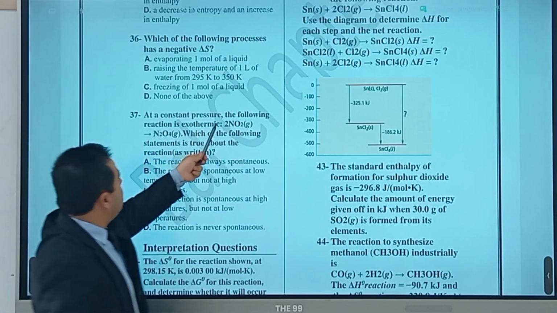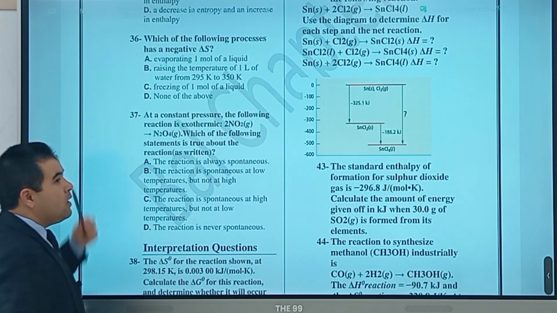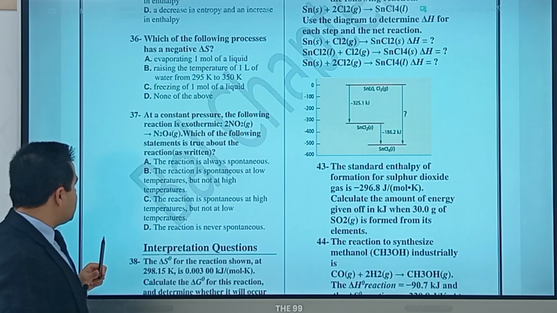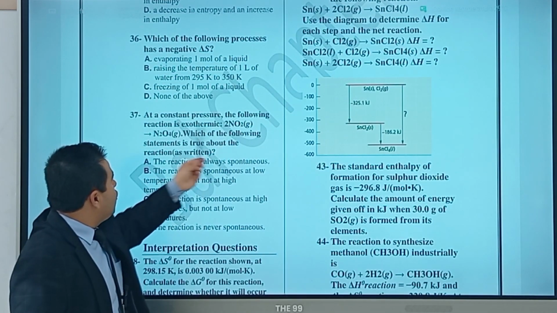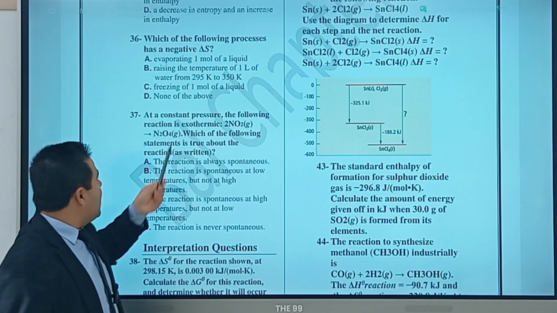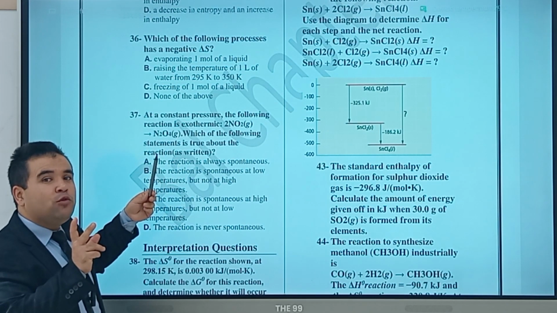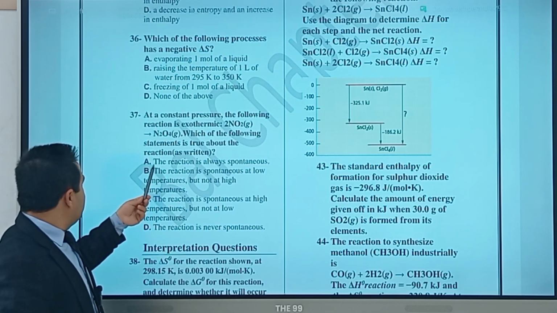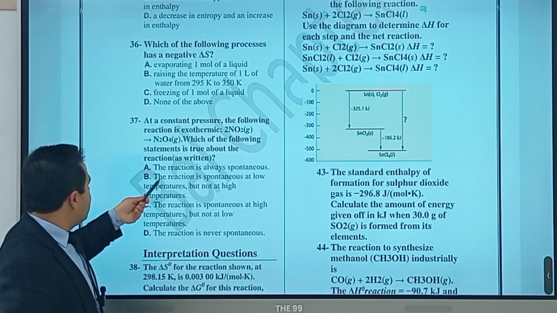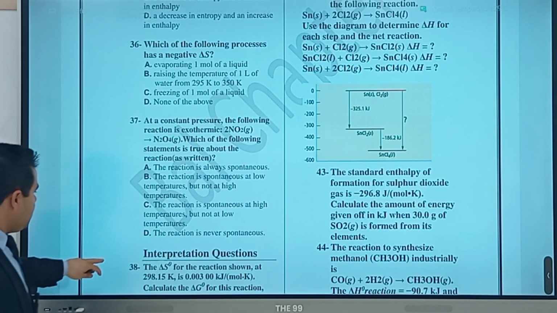At a constant pressure, the following reaction is exothermic. Which of the following statements is true about the reaction as given? This is another question in the standardized test prep, guys. We solved this. We said the entropy is negative and the enthalpy is negative, both are negative. The reaction is spontaneous at low temperature. The reaction is always spontaneous? No. The reaction is spontaneous at low temperature but not at high temperature. Yes.